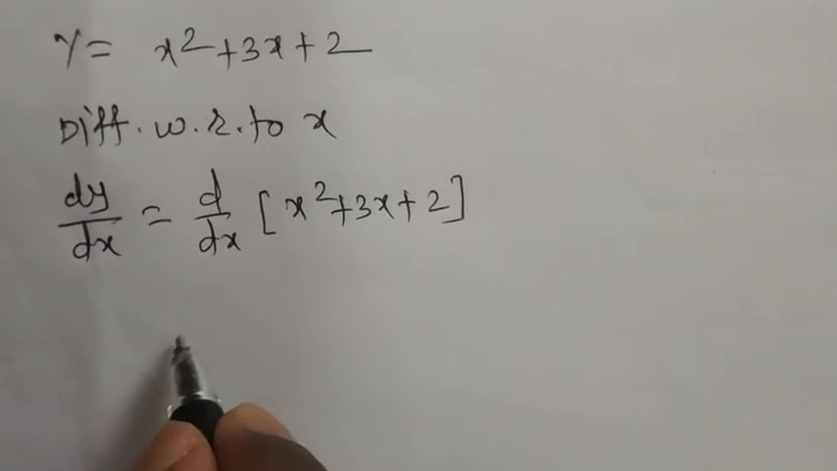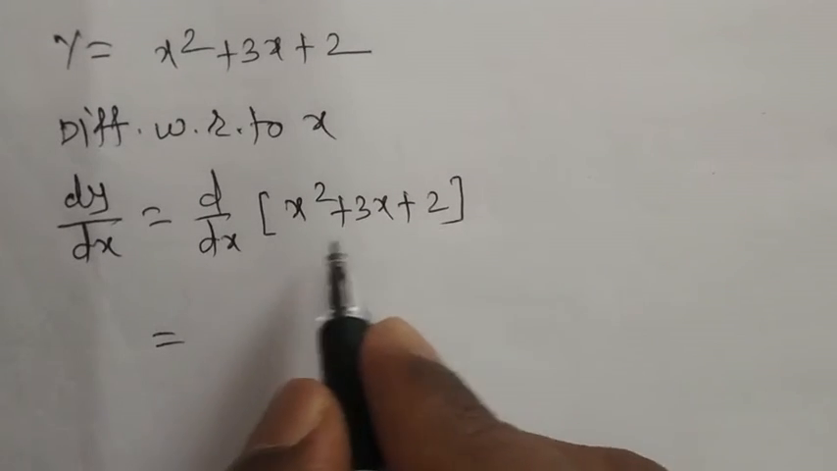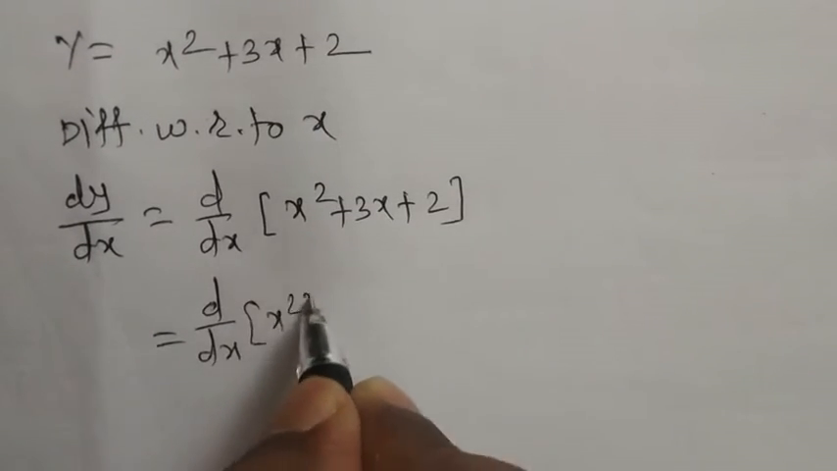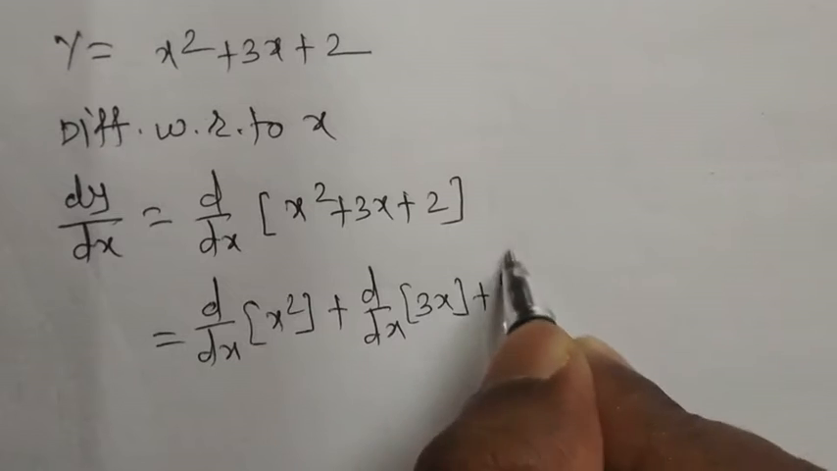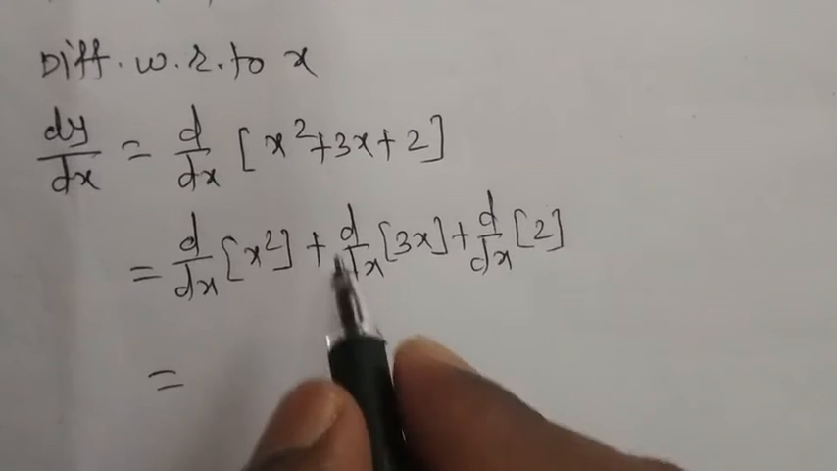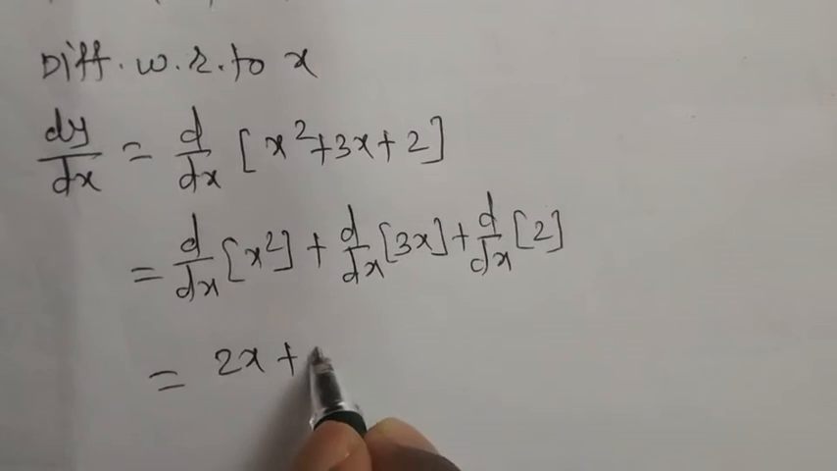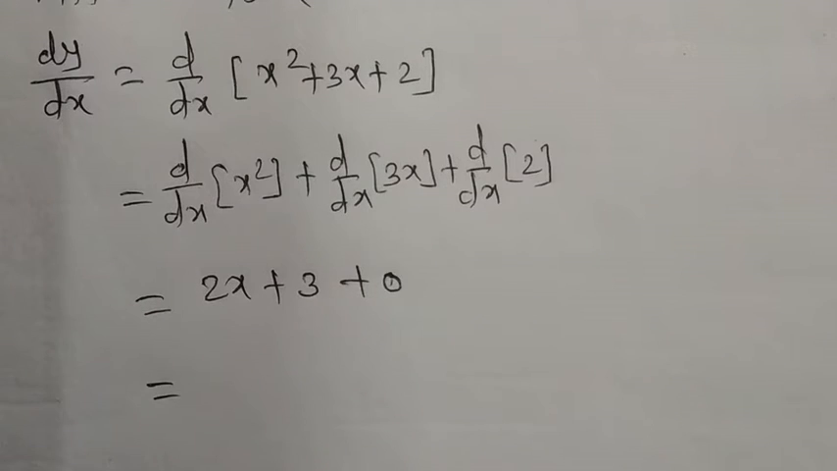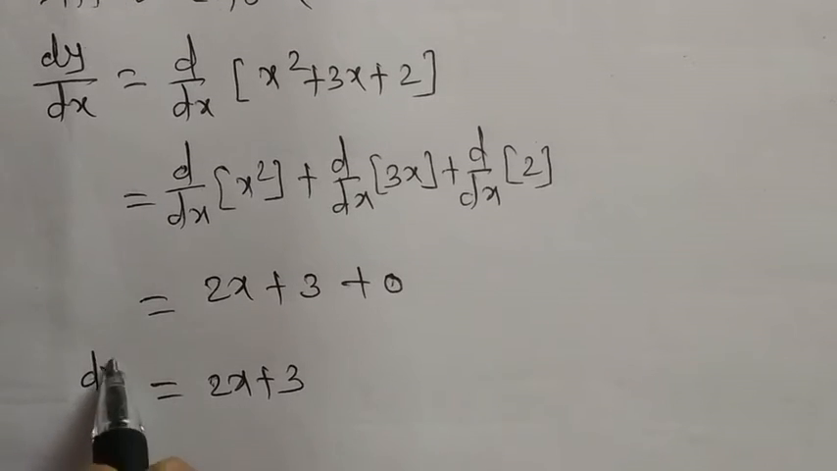Now take the derivative. In the algebra of derivatives, for addition of terms we take the separate derivative of each term. So this is d dx of x square plus d dx of 3x plus d dx of 2. The derivative of x square, by formula, is 2x. The derivative of 3x, by the formula for kx, is 3. The derivative of a constant is 0. Then the answer is 2x plus 3. This is your dy by dx.